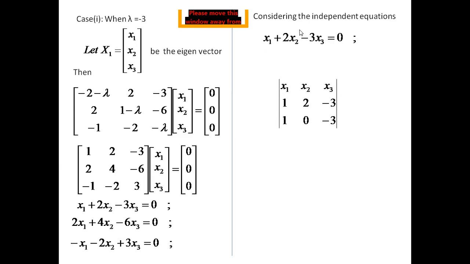That you are free to select. If you take x1 is equal to 0, we can write this coefficient here 0, it is 2, it is minus 3. If you take this one is equal to 0, I get 1, 2. So depending on the case, we get the eigenvectors.